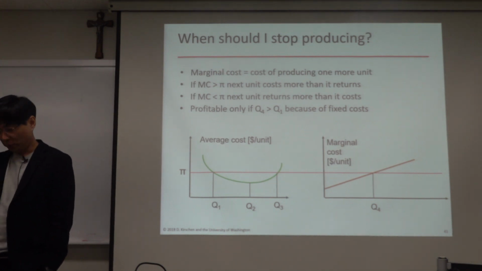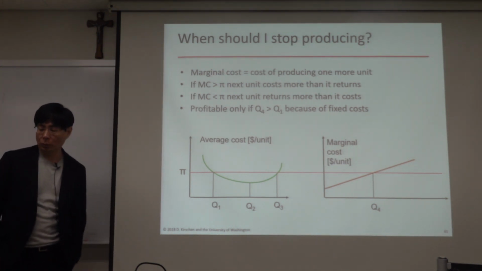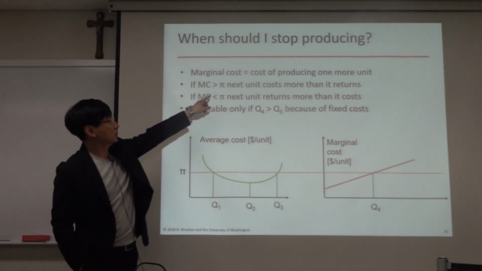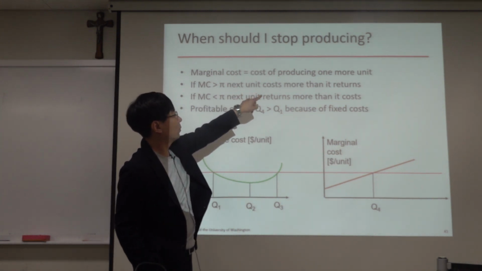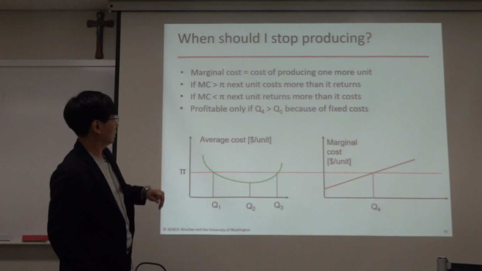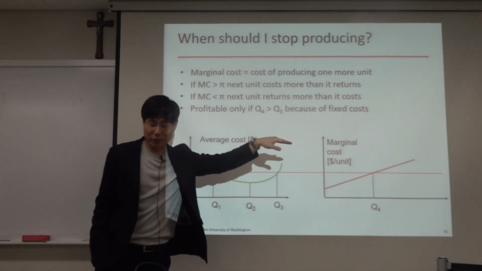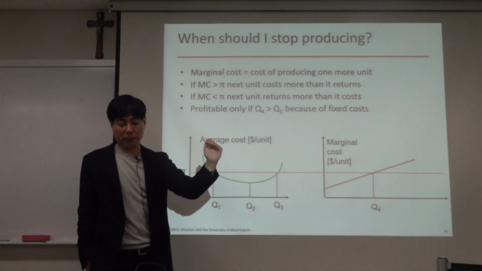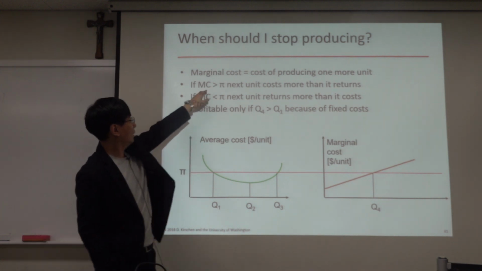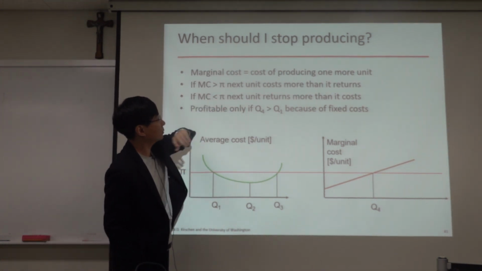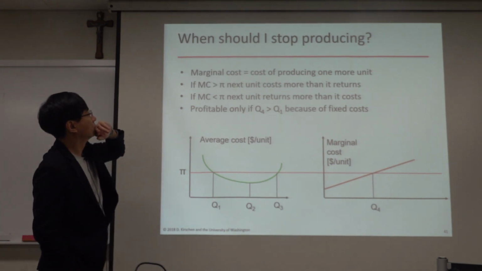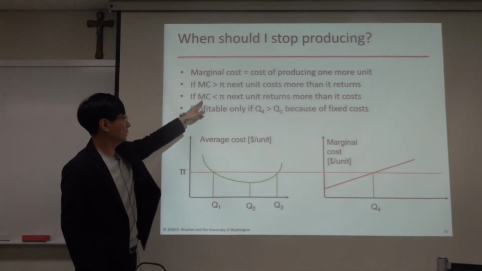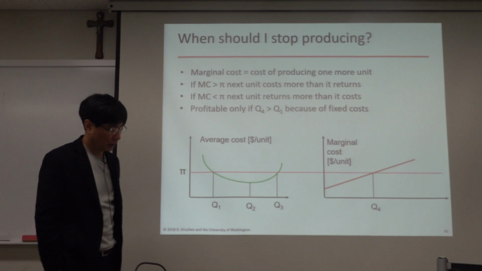When should I stop producing? So we saw this before, just a few minutes ago. When the marginal cost is equal to the cost of producing one more. What am I talking about? The marginal cost is the cost of producing one more unit. And we need to stop when the marginal cost is equal to the market price. So if marginal cost is greater than market price, we need to stop producing. And if marginal cost is less than the market price, we can increase the production further.